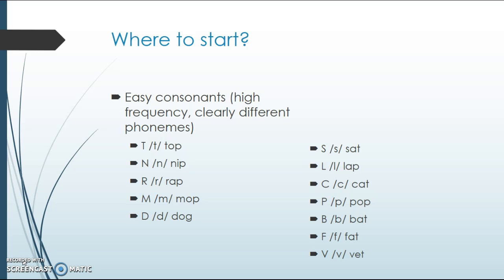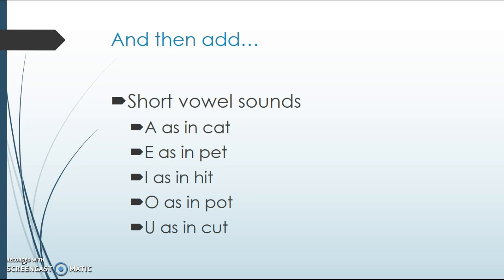Once students have learned these easy consonants, then we add short vowel sounds. So the A as in cat, E as in pet, I as in hit, O as in pot, and U as in cut. Once students have these short vowel sounds combined with the previously learned consonant sounds, they can decode a great number of the words that are used in early reading materials, as you can see in the words that I've used in examples here.